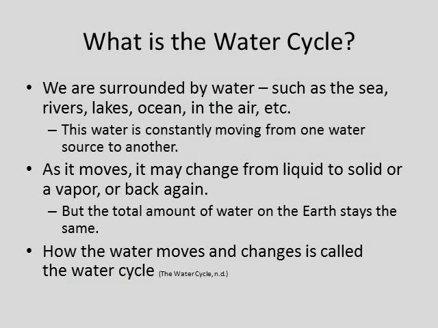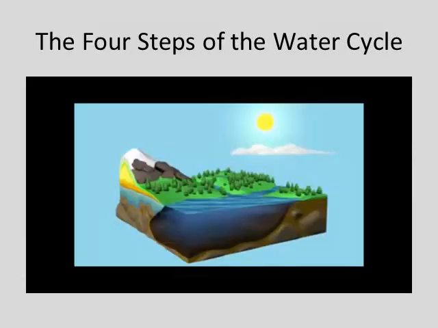We are surrounded by water, such as the sea, rivers, lakes, ocean, in the air, etc. This water is constantly moving from one water source to another. As it moves, it may change from liquid to solid, or a vapor, or back again, but the total amount of water on Earth stays the same. How the water moves and changes is called the water cycle. Here is a brief example of what the water cycle looks like.